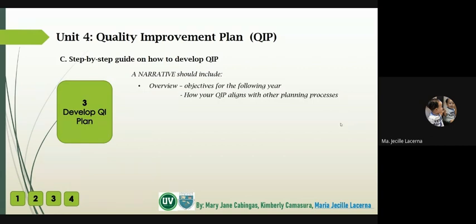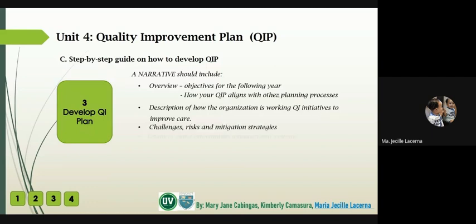So it would be difficult if your QIP for your department is not in line with the hospital, or let's say your bigger organization. So for example, the strategic plan, operational plan, and other plans that you have for the organization. Then the narrative should have the description of how the organization is working with the system partners in developing and executing quality improvement initiatives to improve integration and continuity of care to your patients. There could be challenges, risks, and mitigations that have been identified in the execution of these quality commitments, and how these will be addressed needs to be included. So that will be shown in the narrative of a QI plan.